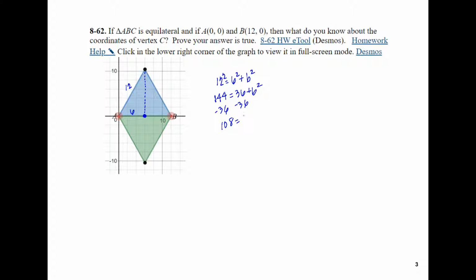The inverse of squaring something is square rooting it. The square root of 108 is approximately 10.39 units. So my other ordered pair would be at 6, comma 10.39, or it could be at 6, comma negative square root of 108, or negative 10.39.